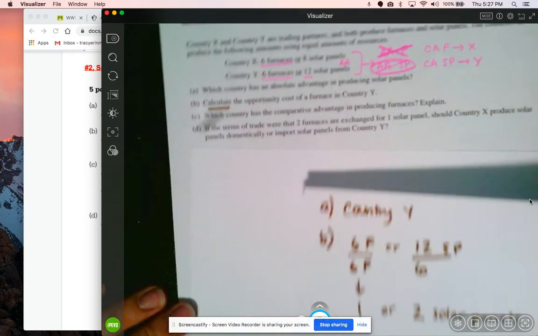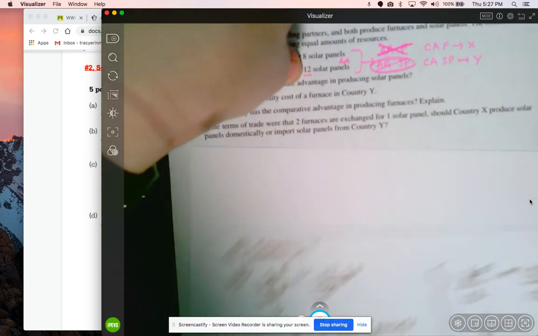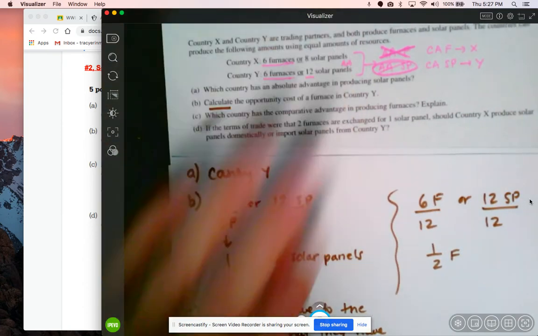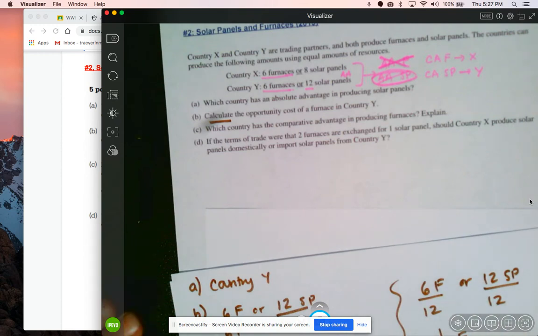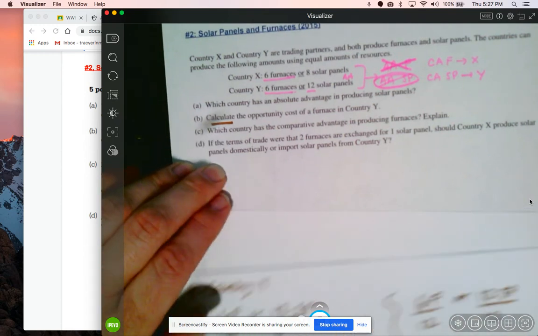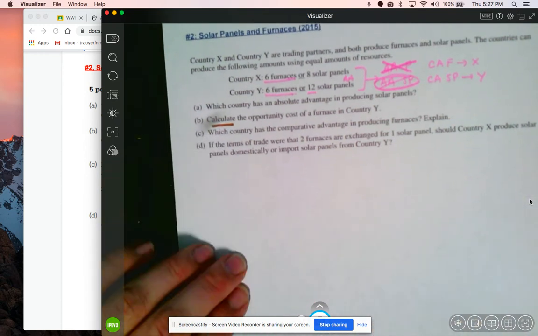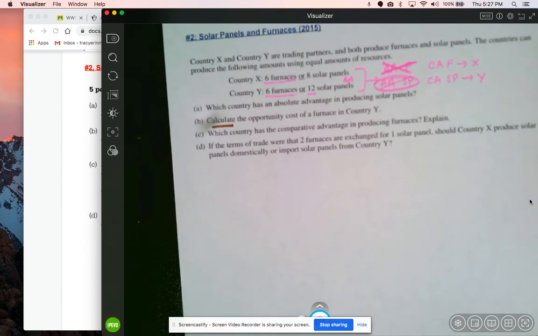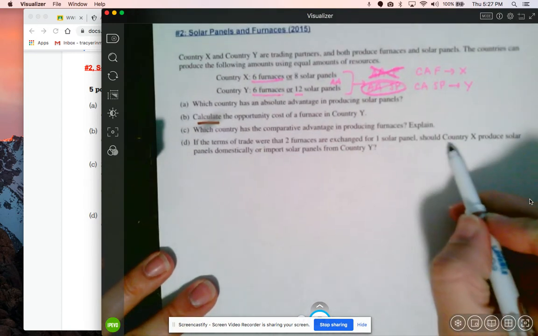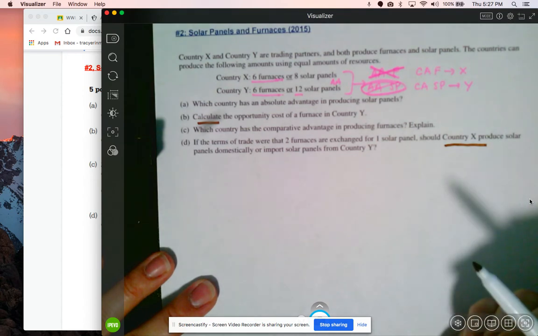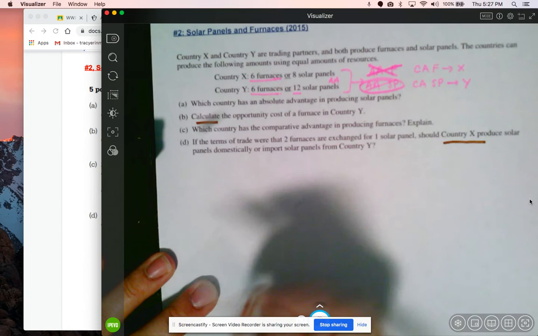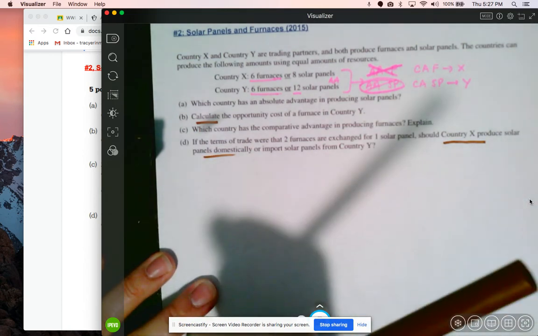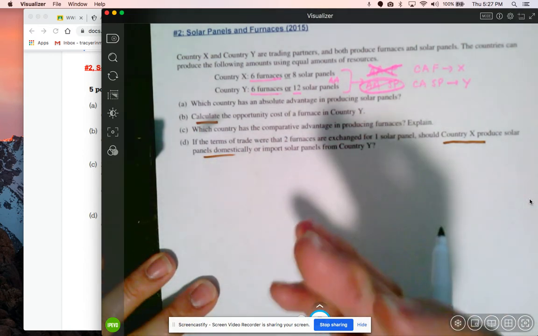Part D here. Let's say somebody came down with a crystal ball, fairy godmother, a spirit, whatever you want to say, and says, I want the terms of trade to be 2 furnaces for 1 solar panel. And the question is, should country X take that trade and import the solar panels from country Y? Or should they just continue to make them on their own? Where is the deal better?